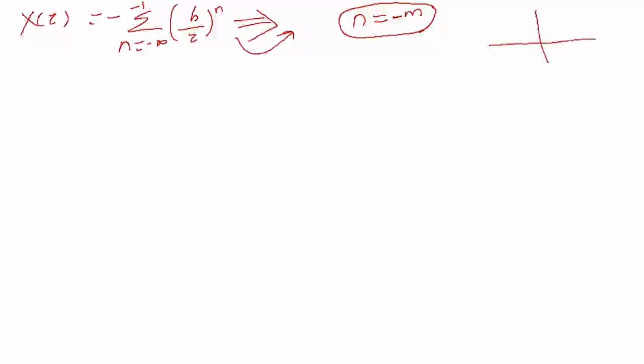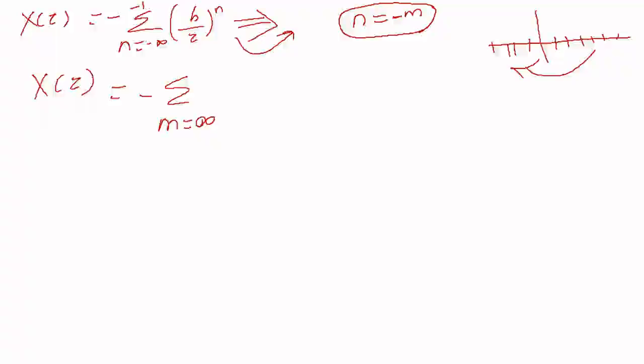n is a scale, right? So we are asking to reverse n actually. n equal to minus m means we are going to reverse it, right? So that is the meaning here. So let me write it here. X of z is the summation of, here there is a minus, so m is equal to infinity, because n equals minus m.